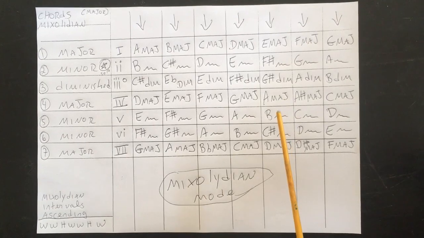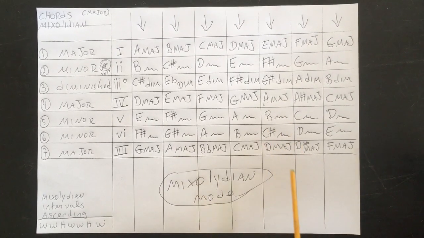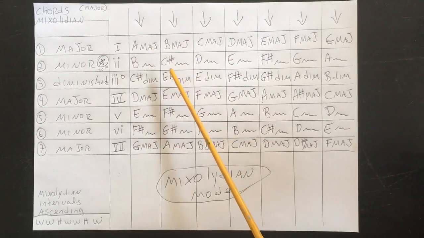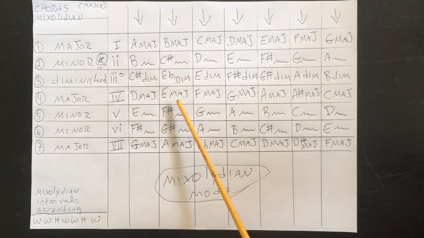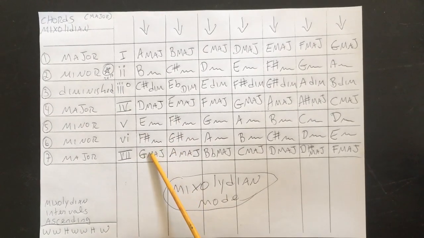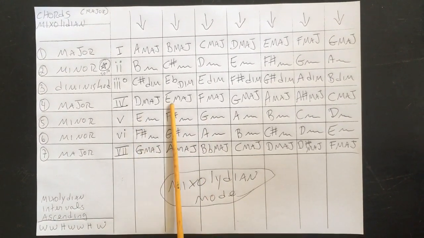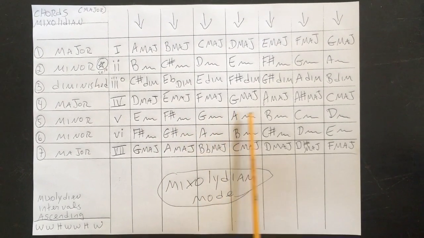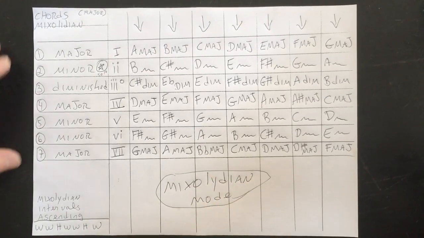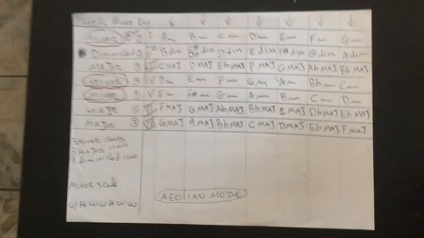So if you're gonna play a song in A Mixolydian, you're gonna start with an A major and then a B minor, C sharp diminished, D major, E minor, F sharp minor, and a G major. And then you follow that same formula for all the other keys. That's the Mixolydian mode. And here we go, continuing on to the Aeolian mode, which is the natural minor mode.